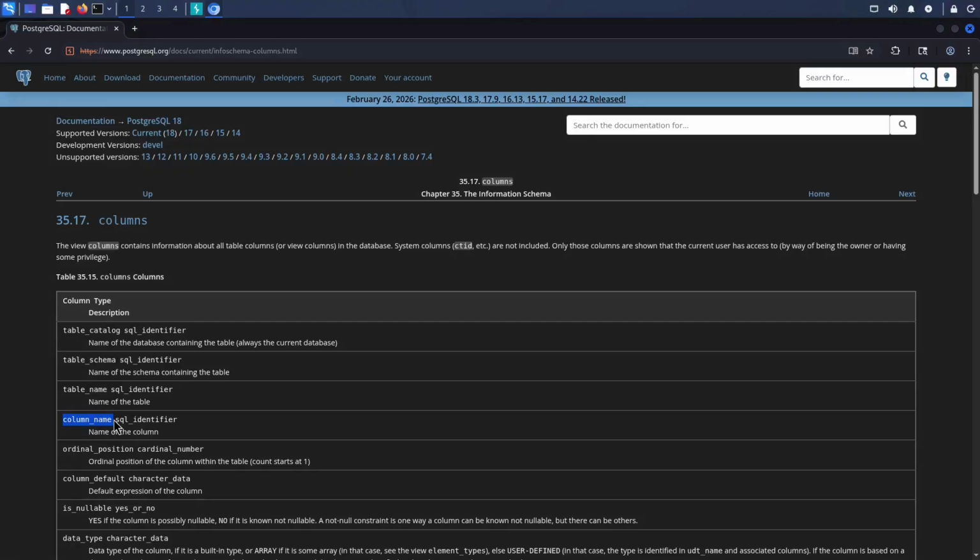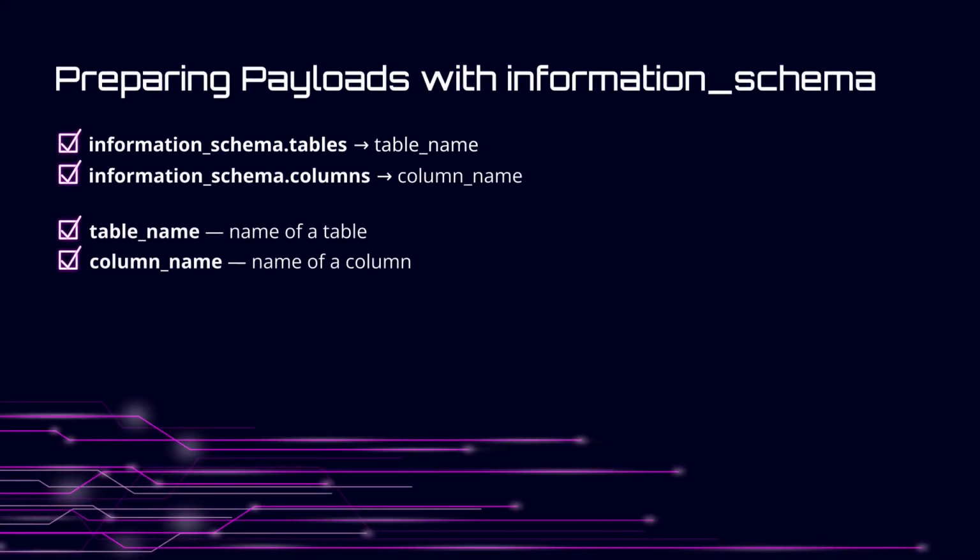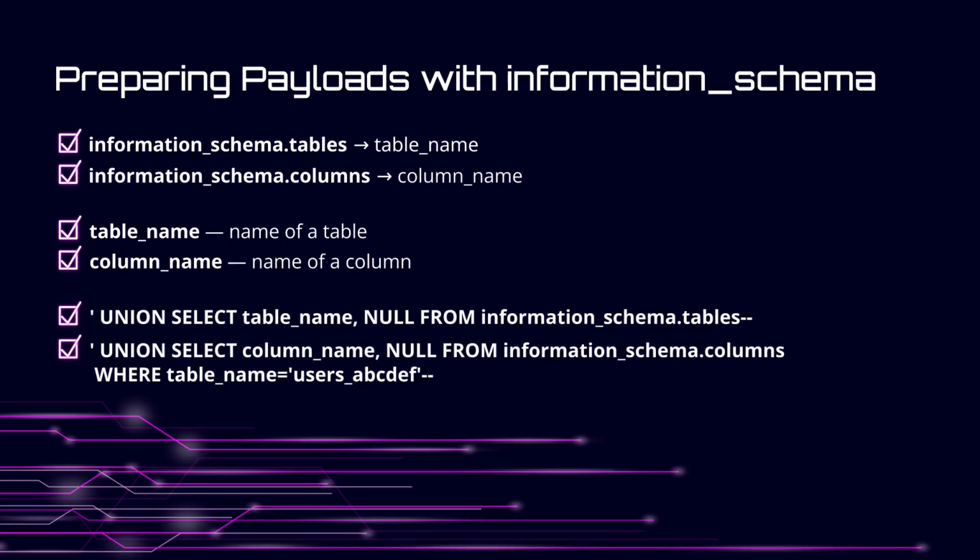At this stage, I'm not searching for the actual table or column names yet. Instead, I'm identifying the metadata fields that need to be used in our SQL queries. Using these metadata fields, we can construct union-based queries that allow us to retrieve the real table and column names from the application's response. To enumerate tables, we select the table_name field from information_schema.tables. This allows us to retrieve the names of all tables in the database.